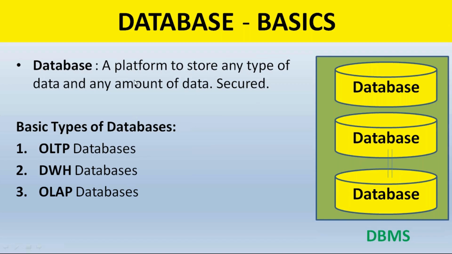Where we are now? Database. A platform to store any type of data, any amount of data, fully secure. There are different types of databases: OLTP, live data; data warehouse, historical data; and OLAP for forecast and analysis. Our course is into data warehouse. What is this? Why we need it? Let's understand slowly, step by step.